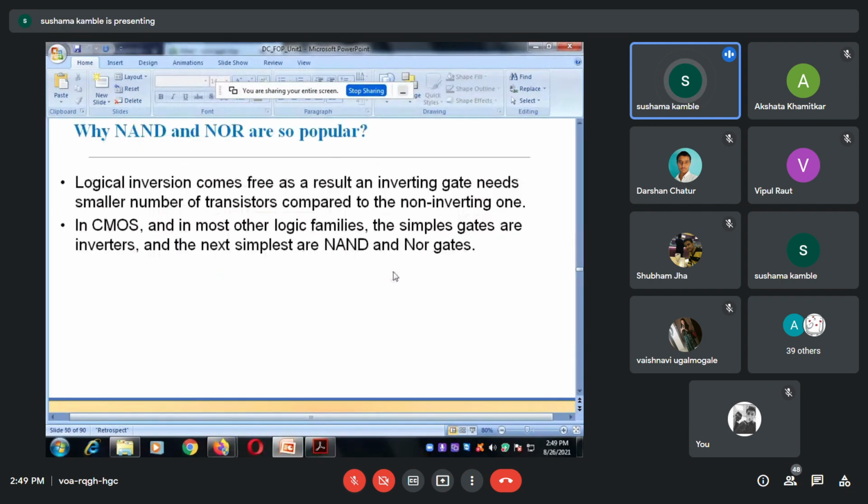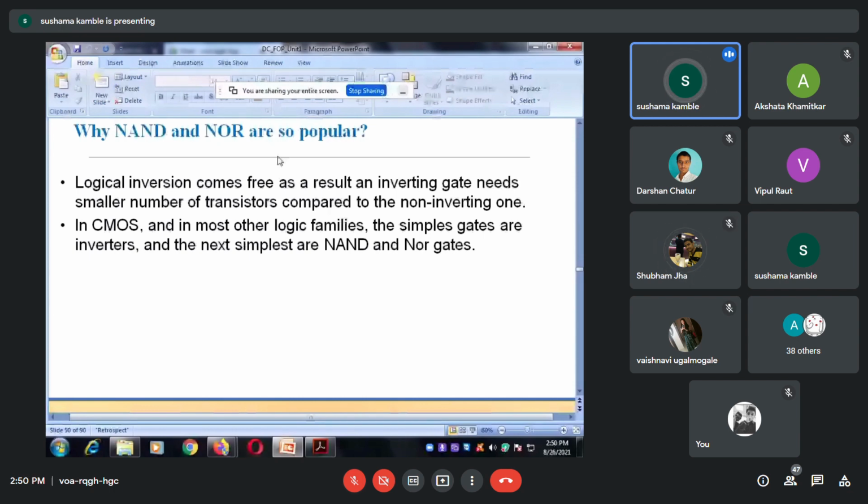Now, before moving to the next point, no, you have already covered that. Why are NAND and NOR so popular? That will be the question. NAND is called a universal gate. Why is it called universal? Because from NAND or NOR gates we can form all three basic gates. Other basic gates we can form from the NAND and NOR gates. That's why it is called a universal gate.